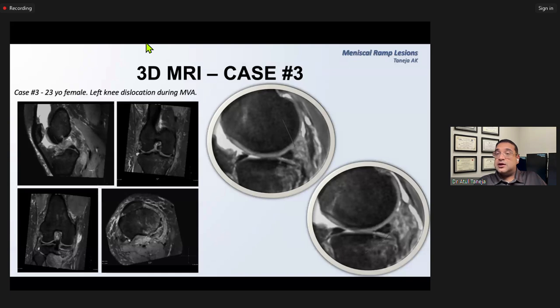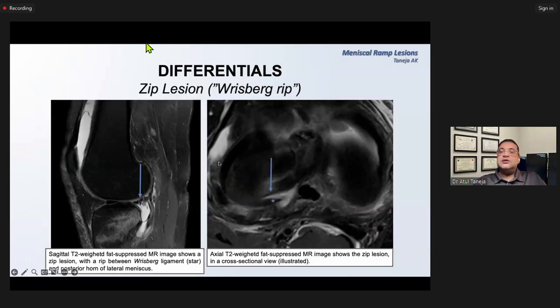Beautiful case, number 3 and type 3. So this will be a partial inferior tear, 3B, involving the meniscotibial ligament. All right, differentials for ramp lesions. We are talking about differentials that affect the posterior aspect of the menisci, either medial or lateral.